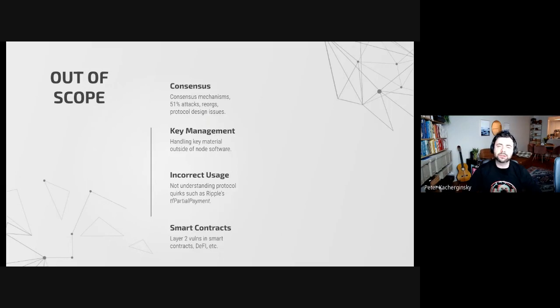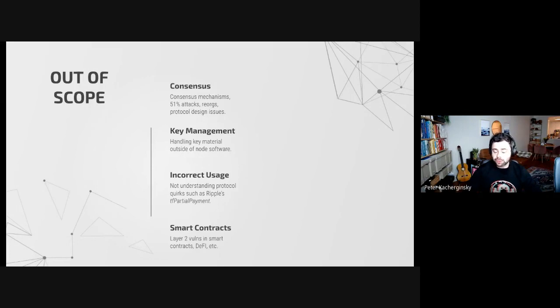What we're more concerned about is if the node promises to do something correctly and it fails to do that, that's what we need to pay attention to. Key management is also outside of this. You should probably be running nodes on a variety of tiers. So if you just want something which replicates the state of the network, you should probably keep your keys on a separate system. Incorrect usage.